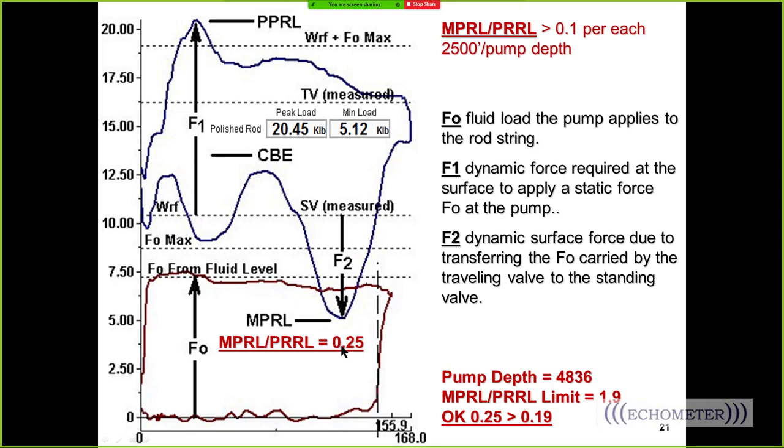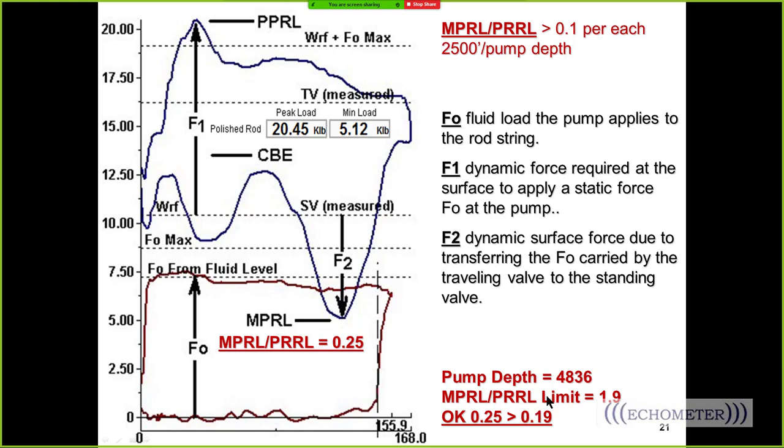And based on experience, if you have that ratio less than that for a well this depth, you tend to have more sucker rod failures due to rod on tubing wear. There's a paper that we referenced previously in one of the prior Ask Echometer presentations. And this ratio is recommended to not exceed 0.1 per every 2,500 feet of pump depth.